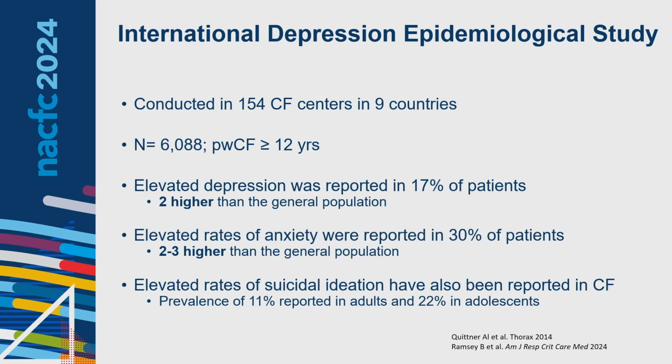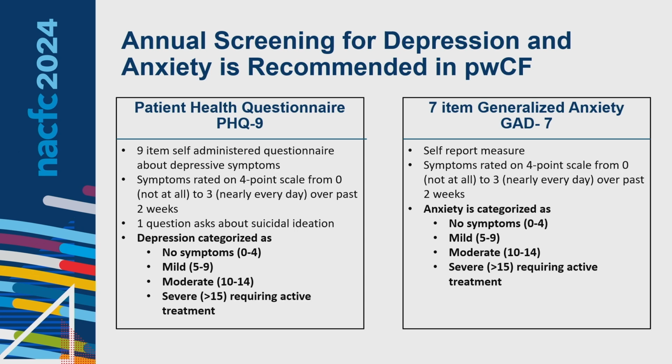Other studies have also identified a higher rate of suicidal ideation, with a report of 11% in adults with CF and 22% in adolescents. These findings led to the implementation of guidelines, and this was recommended by US as well as European CF societies. Essentially, it's recommended that all patients with CF have annual screening with PHQ-9 and GAD-7.